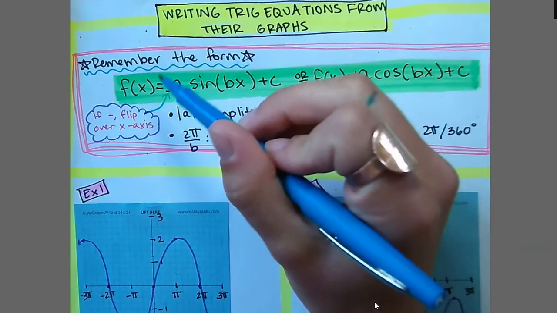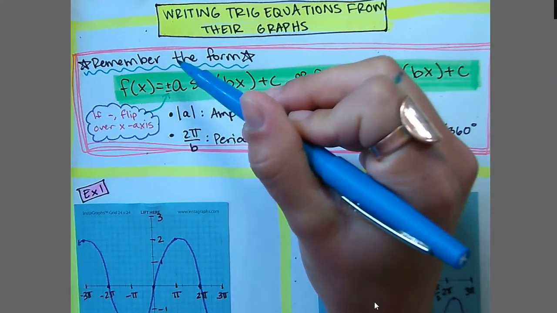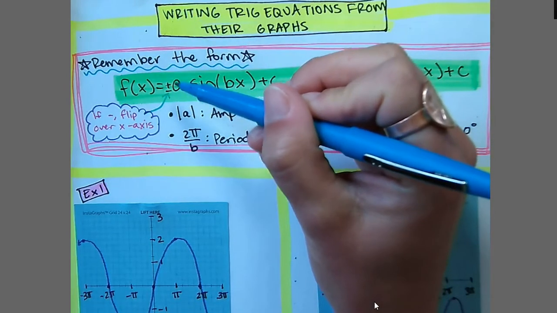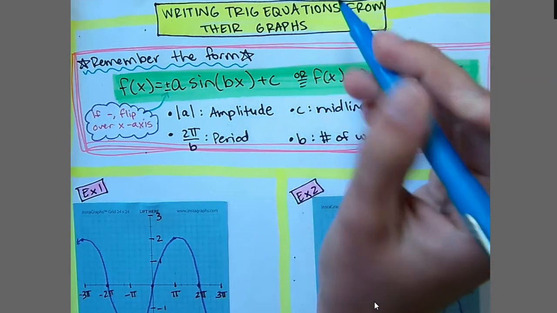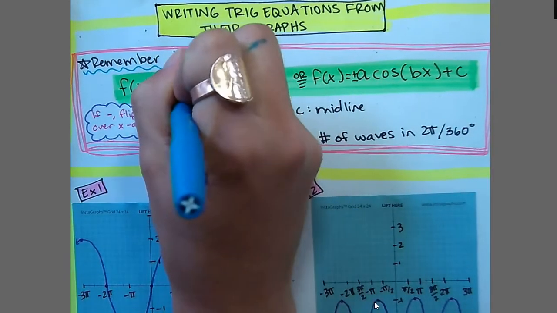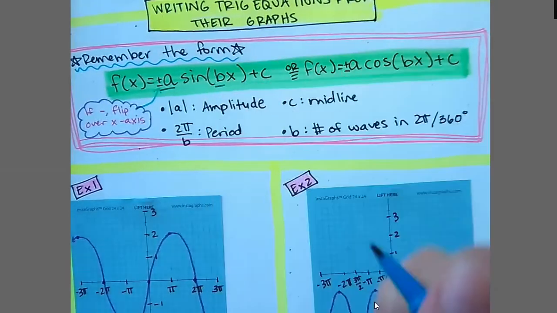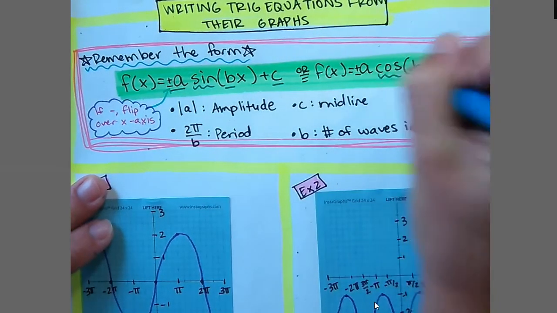So the form is f of x or f of theta is equal to plus or minus a, so this could be a positive or a negative, sine of b of x plus c, or it could be the same thing but just with cosine. The big things here are this a, the b, the c, and then whether it's sine or cosine.